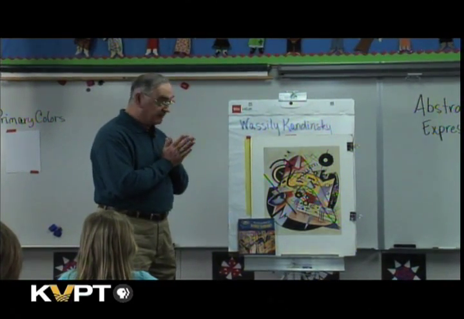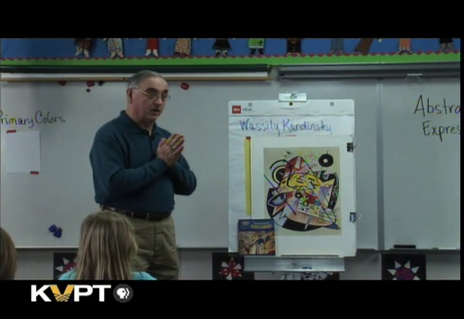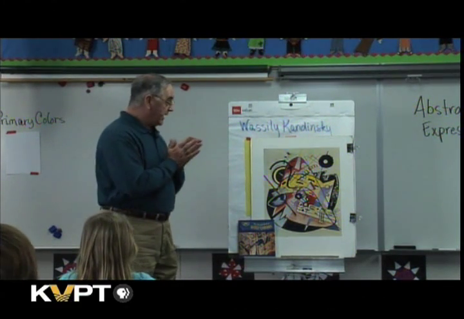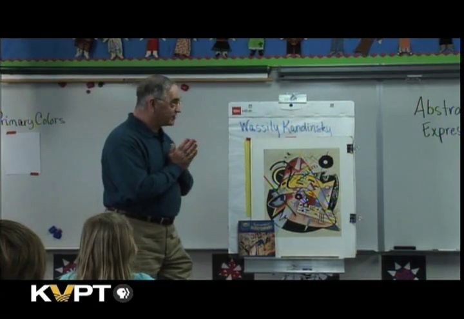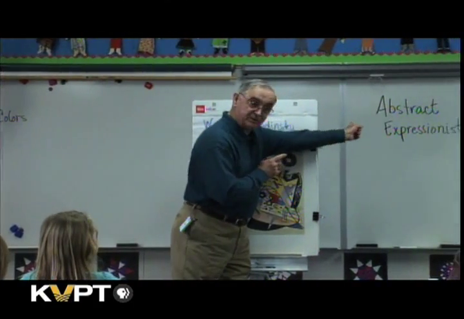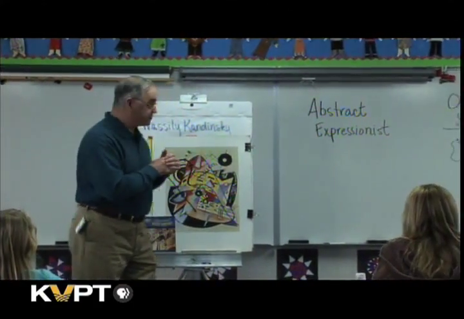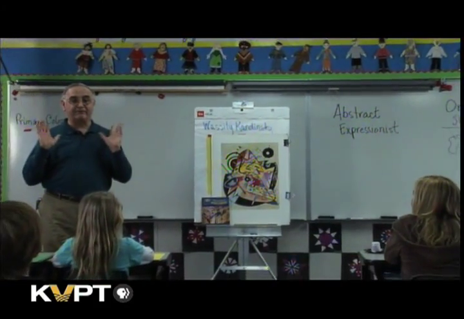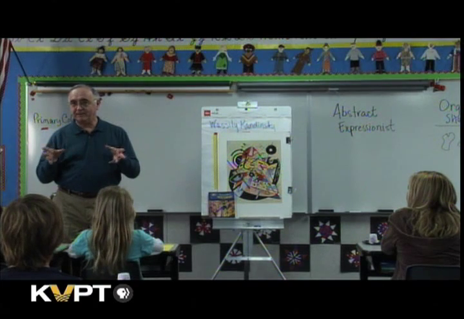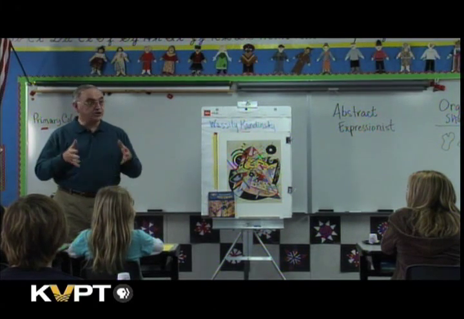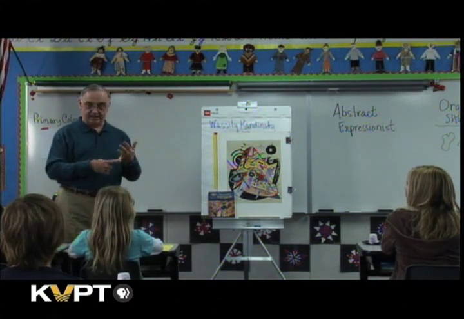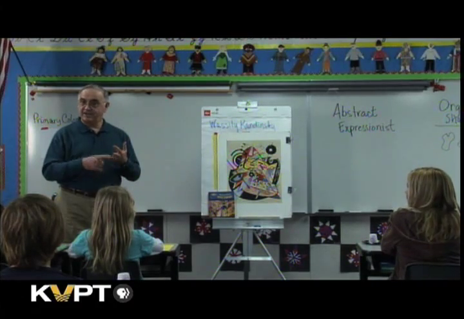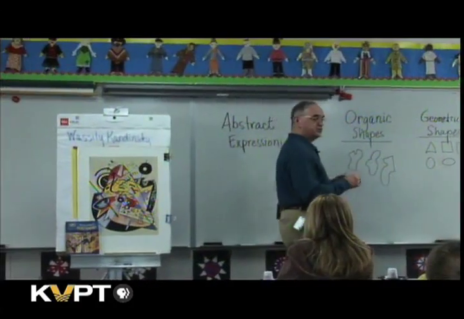But back in the early 1900s, well, a long time ago, 100 years ago, he and a group of artists got together and they called themselves the Abstract Expressionists. See that word up there? Abstract Expressionists. They decided they wanted to take art back from painting houses and people and trees and things like that to just the elements of art. Lines, shapes, colors.